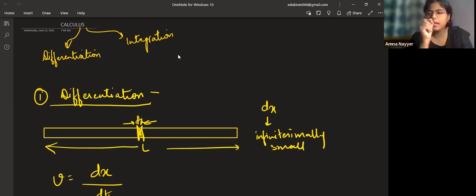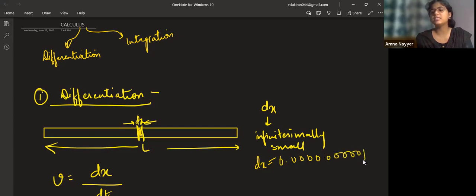So this dx is very small. Very small doesn't mean it's 2, 3, 4 meters. No, it's infinitesimally small. We have a word, infinitesimally small. This means when the quantity is very small. If suppose I take the value of dx to be somewhere near 0, keep on adding zeros and then 1, this much small. If you have 0.00001, then we say the quantity is infinitesimally small, right?